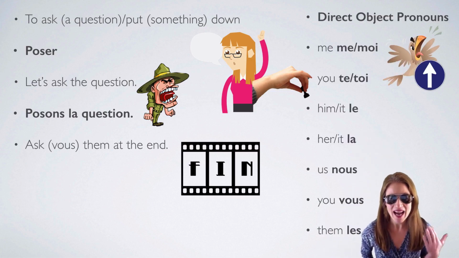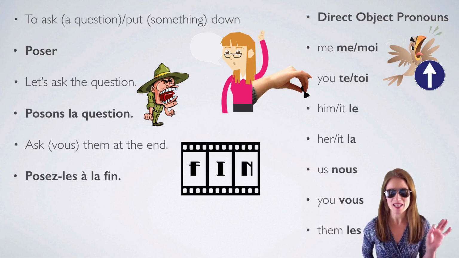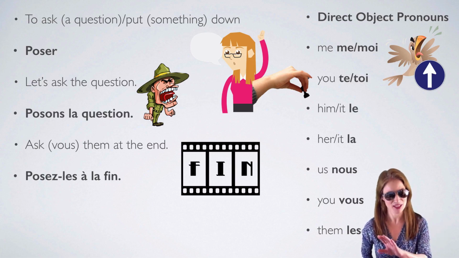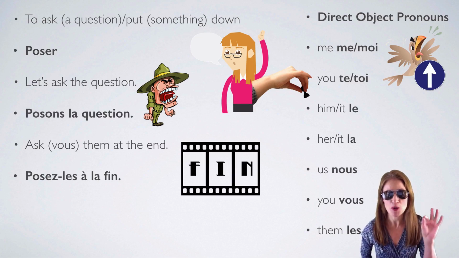Using vous, ask them, referring to questions, ask them at the end. The end is la fin. Posez-les à la fin. So you hook on now, because it's a positive command, you hook on the word them with a hyphen to your verb.